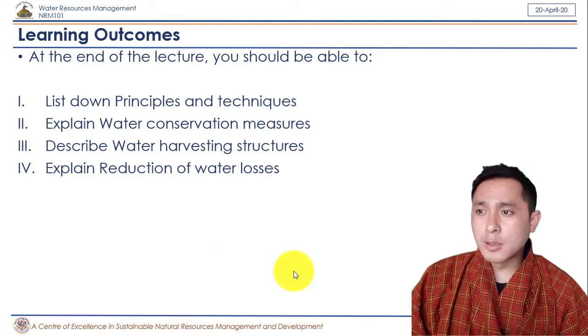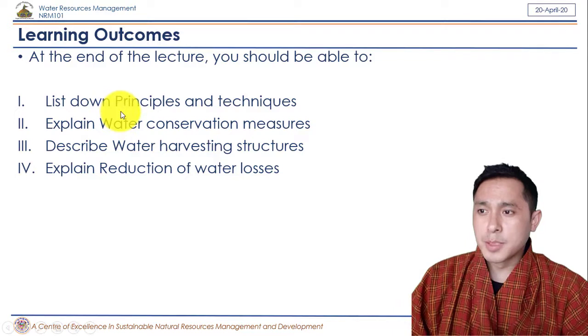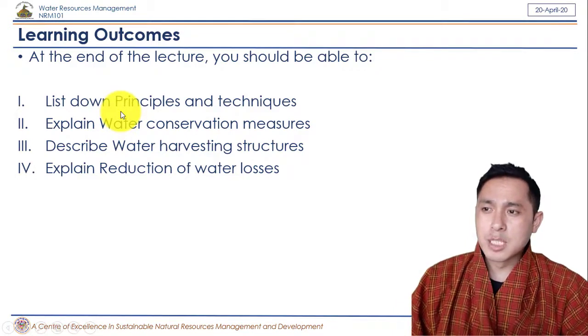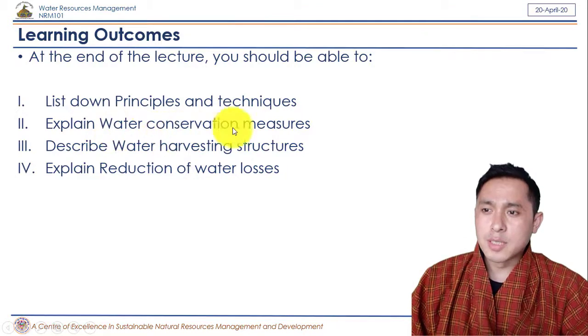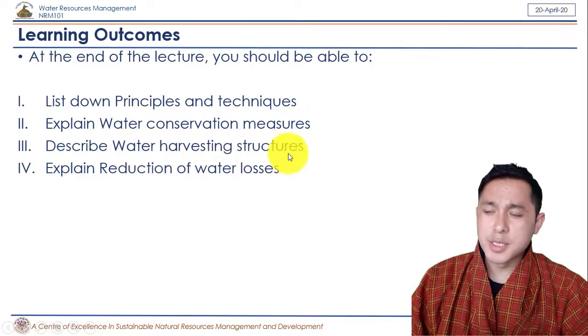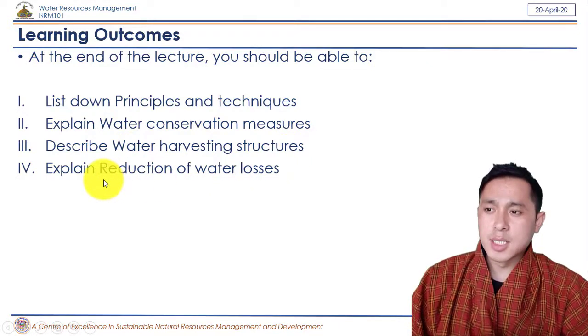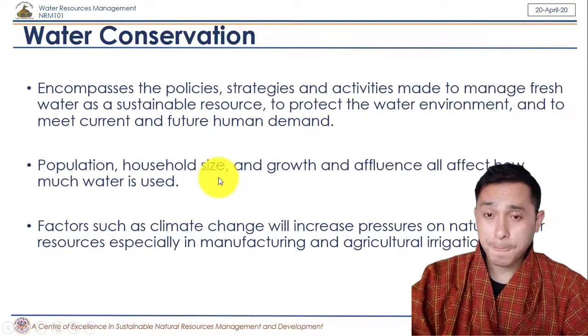These are the learning outcomes. Towards the end of the lecture, you should be able to list down the basic principles and techniques to conserve water. What are the water conservation measures? What are water conservation structures? And what are those techniques to reduce water losses?